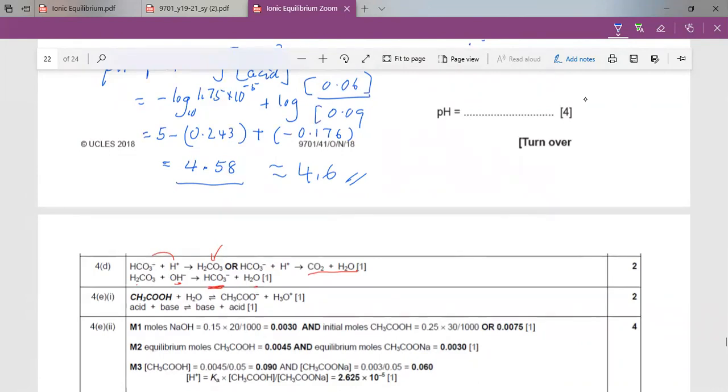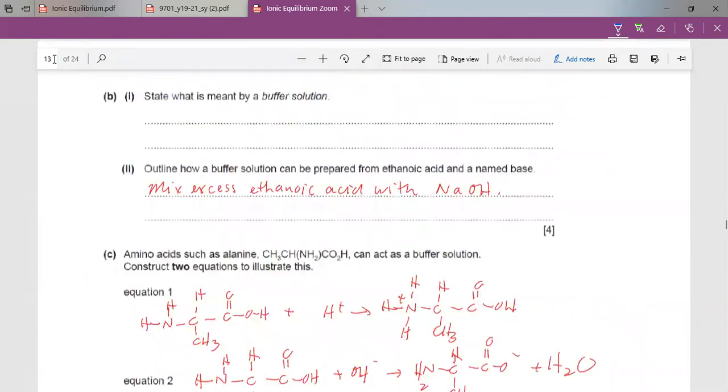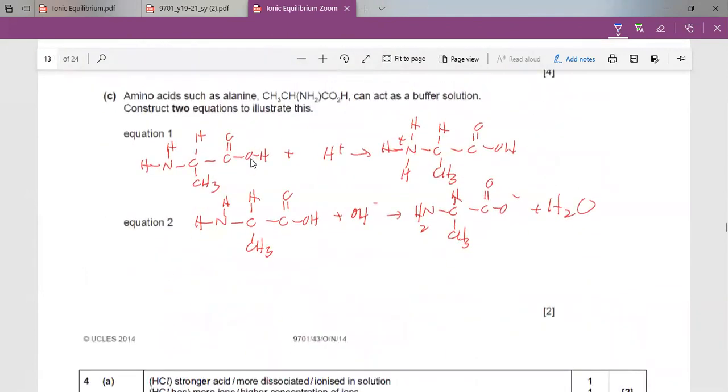Okay, let's look at amino acids. How do amino acids play a part? Page 13. Of course, they ask you for equations. Okay, got 5 minutes more. Here you are. Amino acids such as alanine, remember, they contain a base part and an acid part, so they act as a buffer. First equation, okay? Two equations to illustrate.